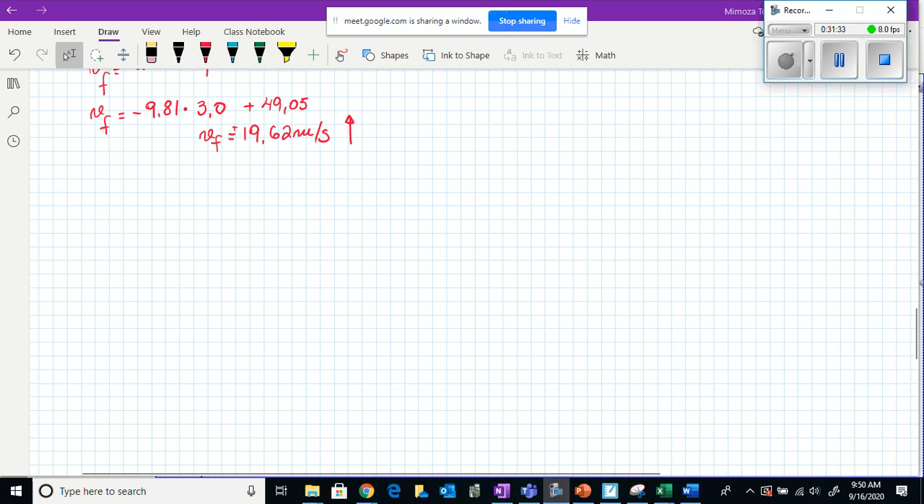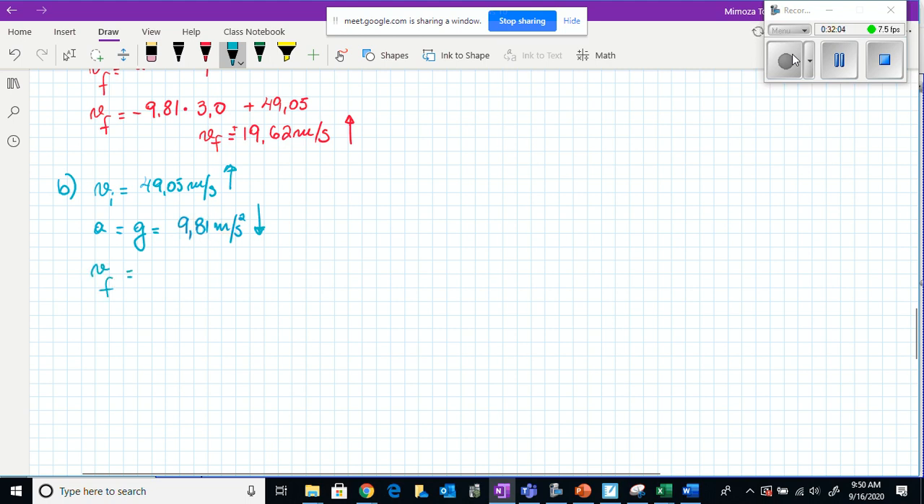So part B of the problem is saying that we still have an initial velocity of 49.05 meters per second that is going up. We still have an acceleration that is equal to the acceleration due to gravity, that is 9.81 meters per second squared going down. And now we are looking for the final velocity at time equal 7.0 seconds.